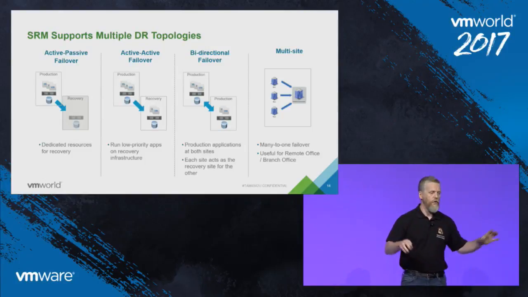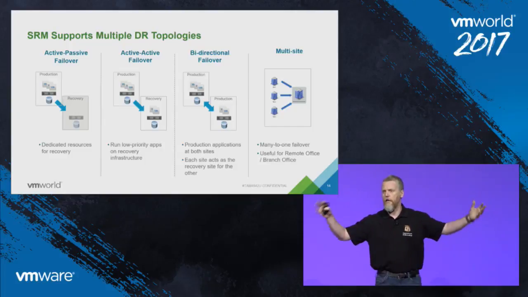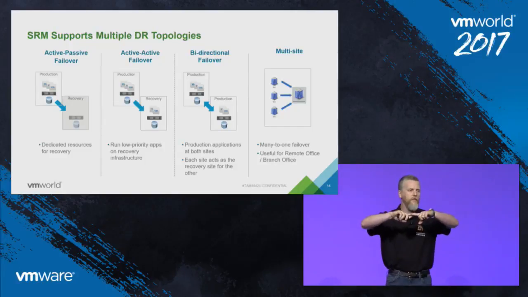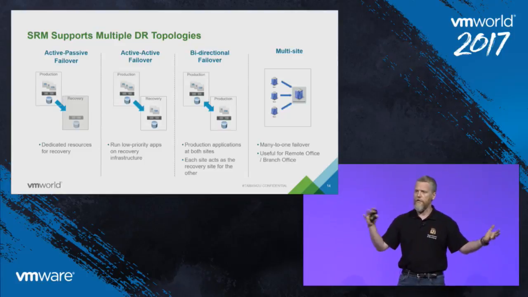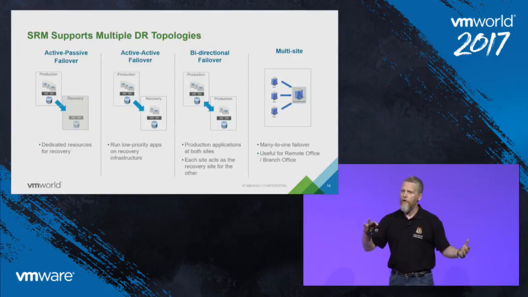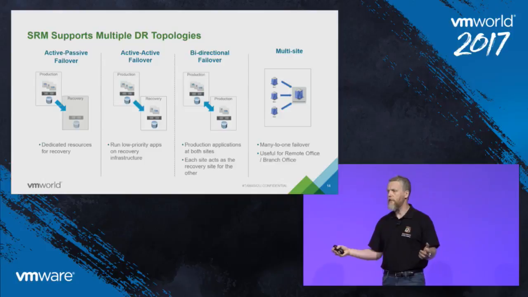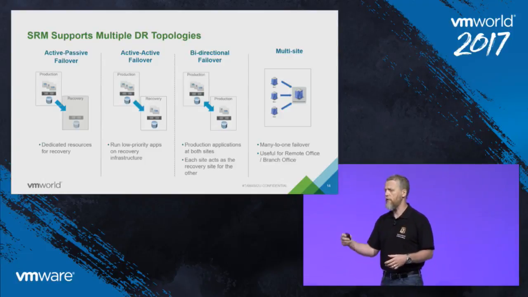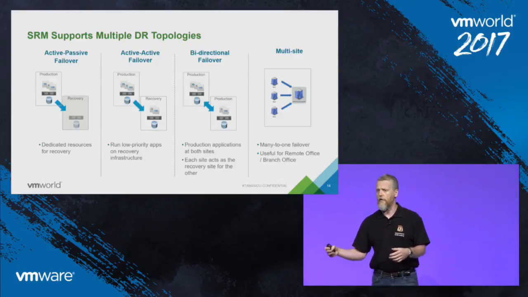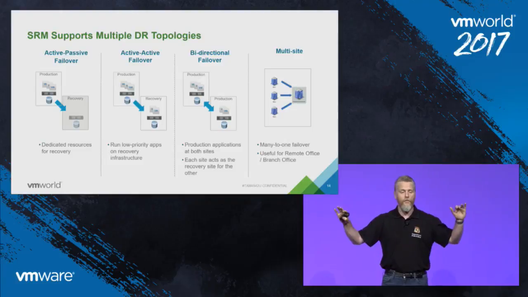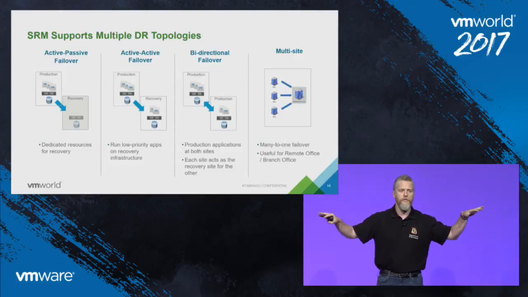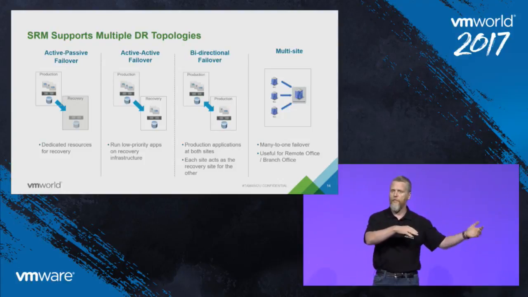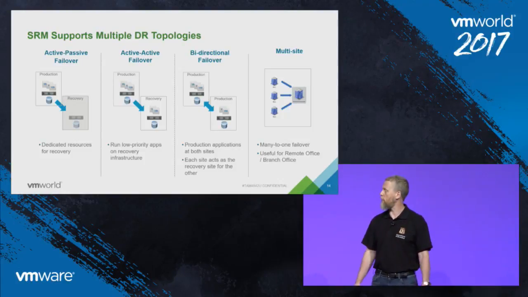So third option is bidirectional failover. Can we have production workloads running at both sites, and then each one of them is protecting the other? And yes, SRM fully supports that as well. So nice, flexible option. Again, it's a little bit increased in terms of complexity. Your resource requirements are going to be a little bit higher. Ideally you would only want to run at about 50% of available resources at both sites so that you had resources available to fail over, but again, just something to think about.